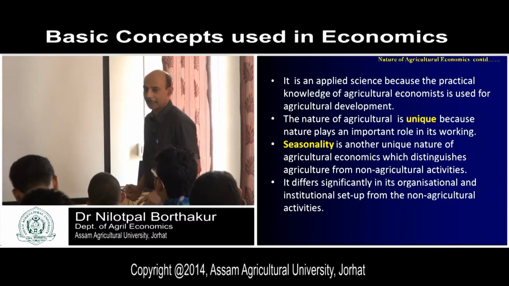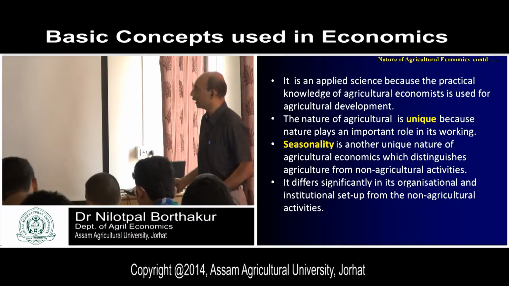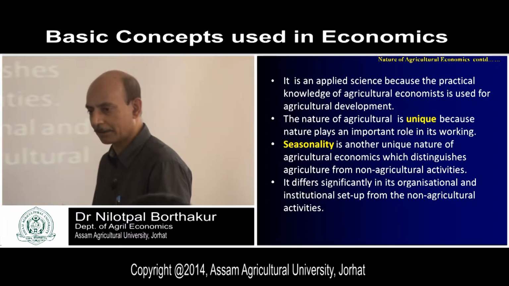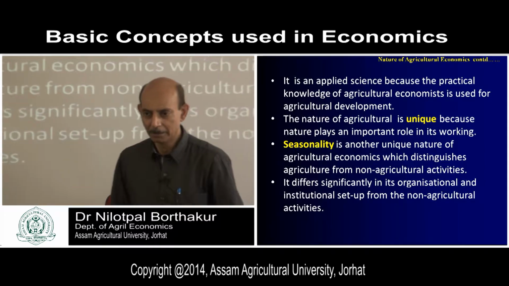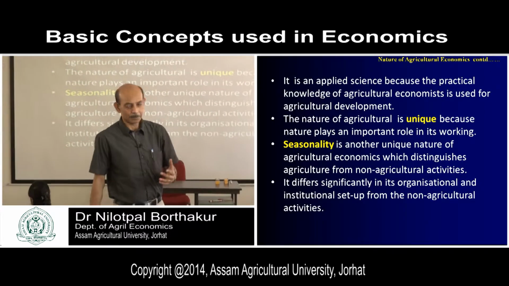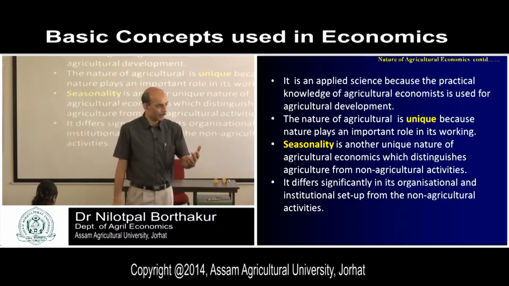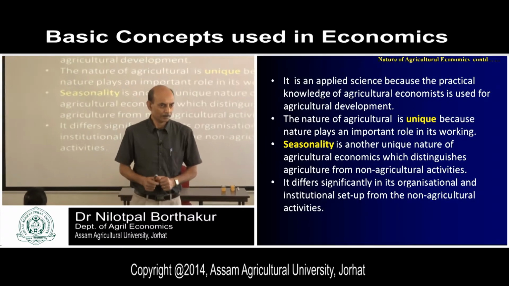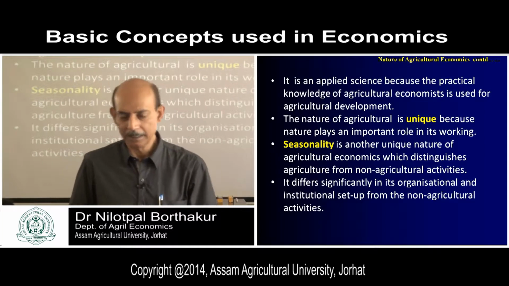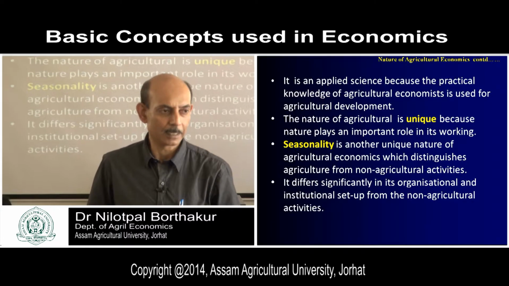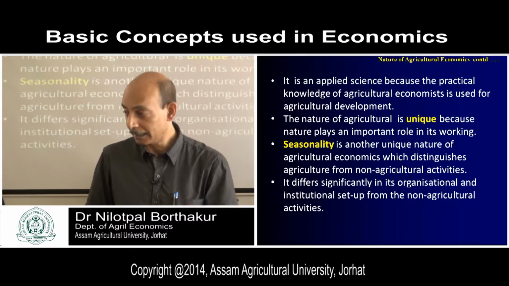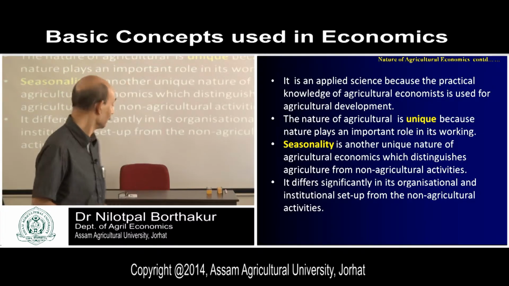Then it is an applied science, because the practical knowledge of agricultural economists is used for agricultural development. Agricultural economists collect data from the field, from meeting different people, farmers or others. Then on the basis of these data, studying their behavior, rules are framed. Certain principles are designed, and ultimately these principles are applied in agriculture for production of crops and raising of animals. That is why it is called an applied science.